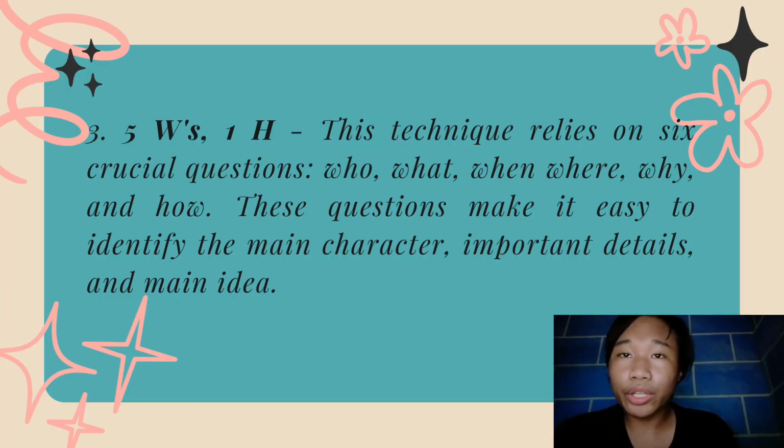Hello class, I will now explain my part, 5W's and 1H. This technique relies on six crucial questions, which are who, what, when, where, why, and how. These questions make it easy to identify the main character, important details, and main idea. When outlining a story, creating 5W's and 1H can be a useful way to organize your ideas and think about the key elements of the story you want to tell. Here's how it works. I will make an example using the story of the monkey and the turtle.